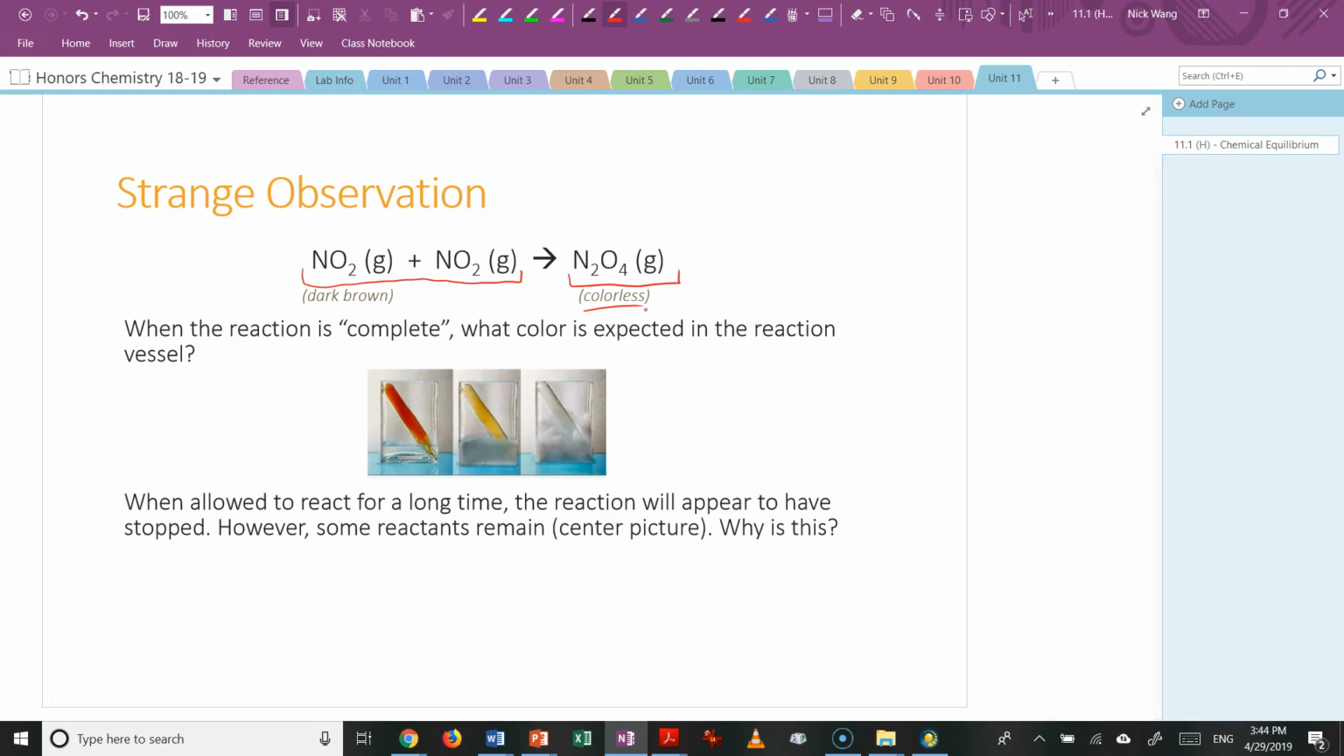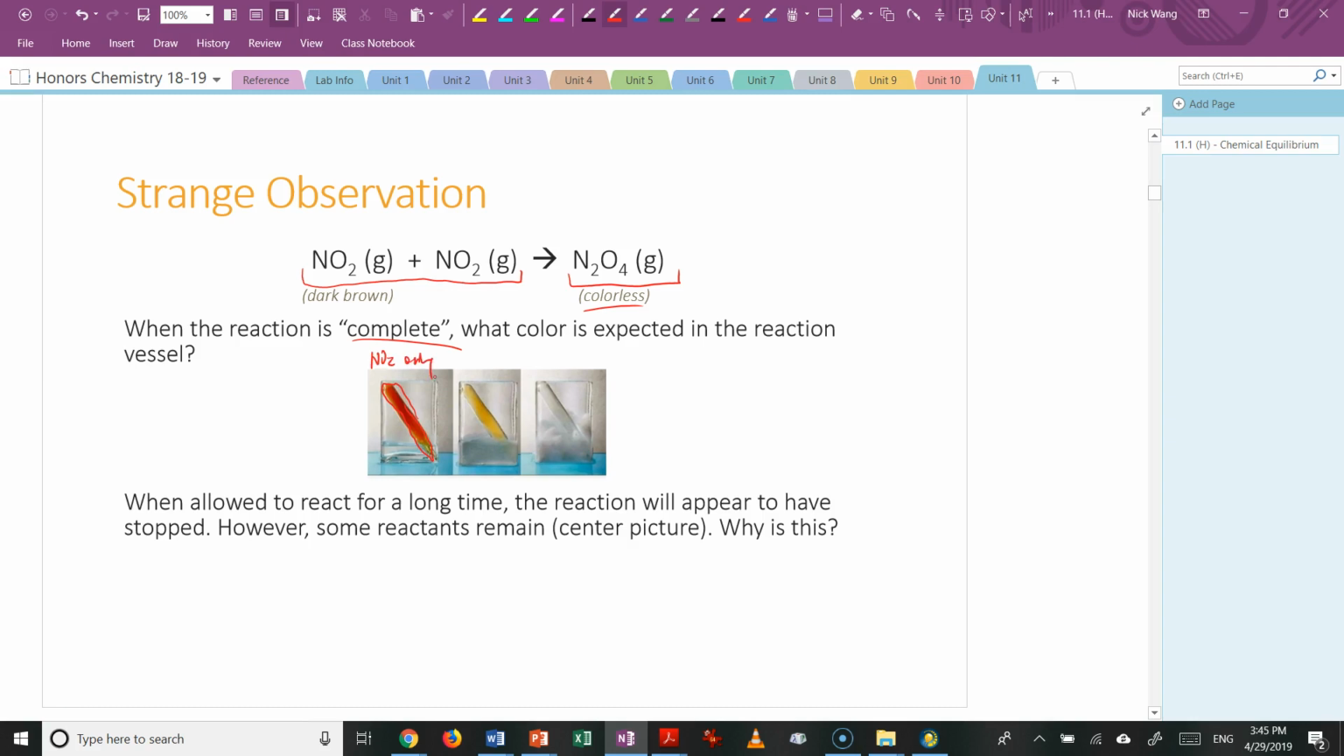So we're going to start off by using this example by posing this question: when the reaction is complete, when you think it's completely done, what color do you expect to have in the reaction vessel? Let's take a look at this diagram, this little picture here. I'm going to outline this. This is the tube, this little pointy tube, that's got all NO2 at the beginning, right? So this is just NO2 only.